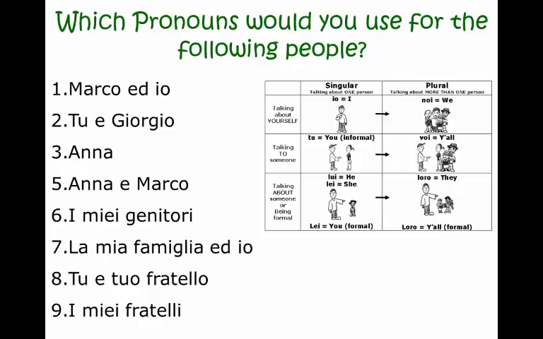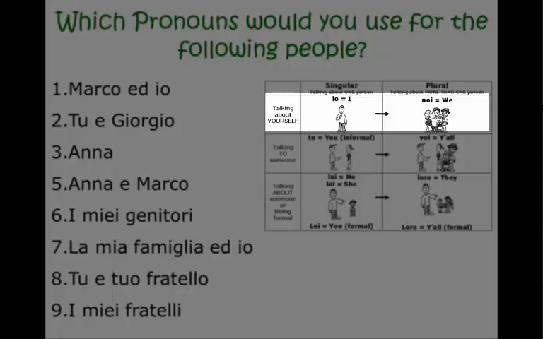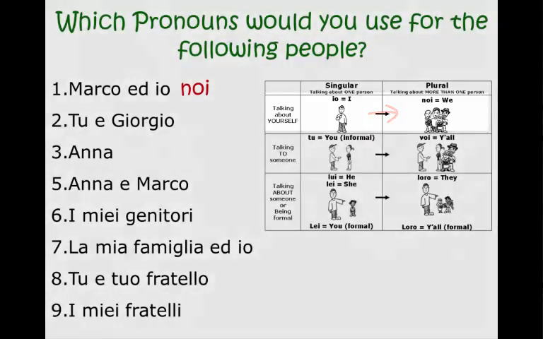Now for the first one, it's Marco ed io. So anytime you see that ed io, little signals and flashing lights should go off because you're talking about yourself, but you're also talking about this other guy, Marco, with yourself. So we know we're in the first row, talking about yourself row. But since it's Marco and I, you're not going to be in the singular box. You're going to move across to the plural form, making it noi. Noi is our answer. Marco ed io becomes noi.